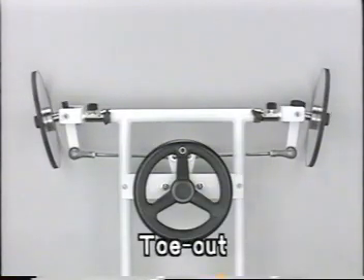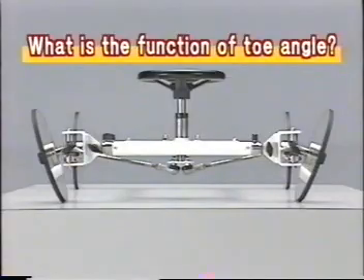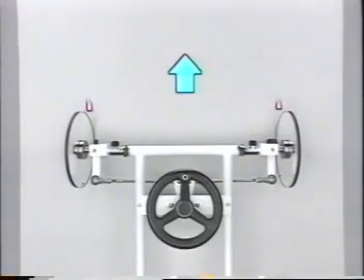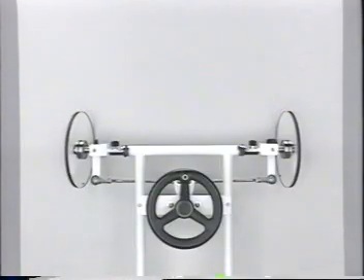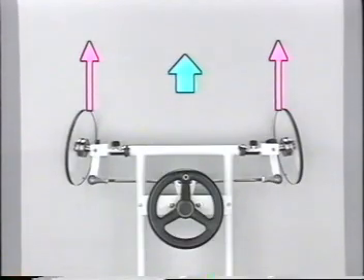The main function of toe angle is to cancel out the camber thrust generated by camber. Let's see the case when the front wheels are given positive camber and the toe angle is 0. As the wheels tilt outward at the top, they try to roll outward as the car moves. So the wheels are given toe-in to cancel the tendency to roll outward caused by the camber. As vehicles have recently started featuring a camber approaching 0, the toe angle value is also becoming smaller.